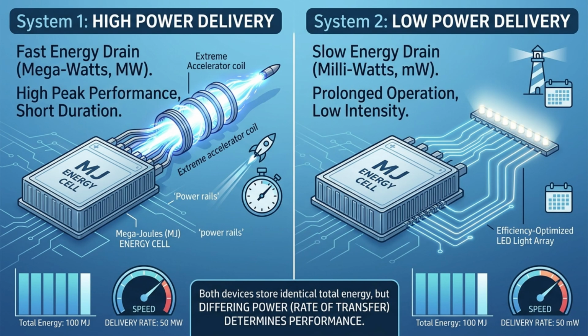Two batteries may store the same amount of energy, but one battery may be capable of delivering that energy much faster. As a result, it can power devices requiring higher power levels. This distinction is extremely important because engineers often care not only about how much energy is available, but also how quickly that energy can be supplied to a load. Power is therefore best understood as the rate of energy delivery.